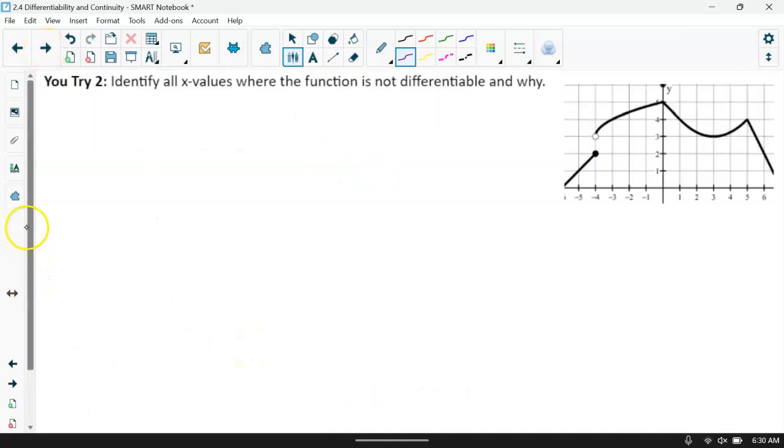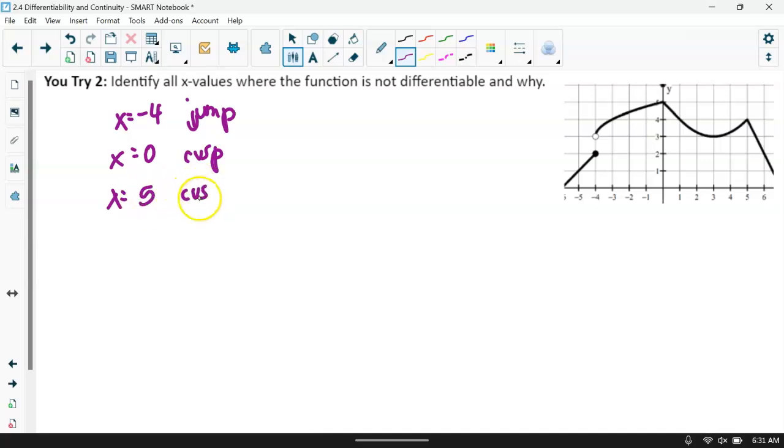Then for the other You Try, you just had to identify all x values where it's not differentiable and explain why. So here you should have seen that x is equal to -4 is discontinuous. You have a jump, so it's not differentiable. At x is equal to 0, you have a cusp. And at x is equal to 5, you also have a cusp. All other x values, the derivative exists.